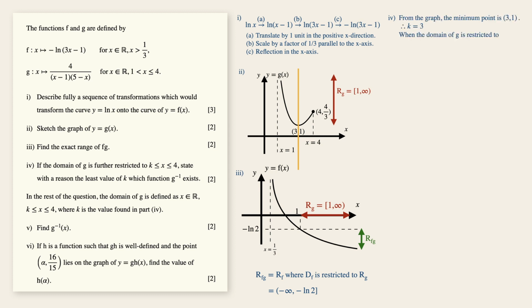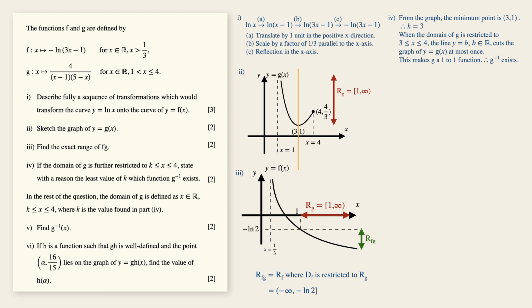Thus, when the domain of g is restricted to 3 less than or equal to x less than or equal to 4, the line y equals b, where b is an element of the real numbers, cuts the graph of g(x) at most once. This makes g a 1:1 function, and therefore under this condition, g inverse exists.